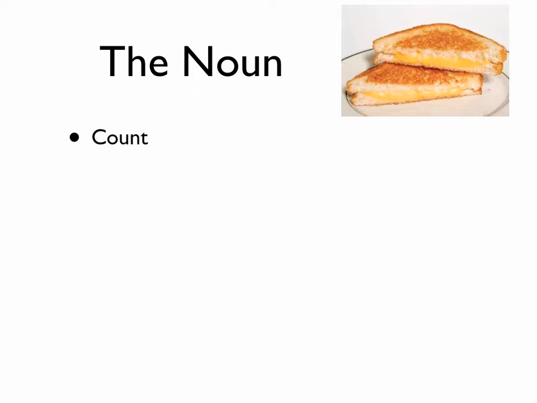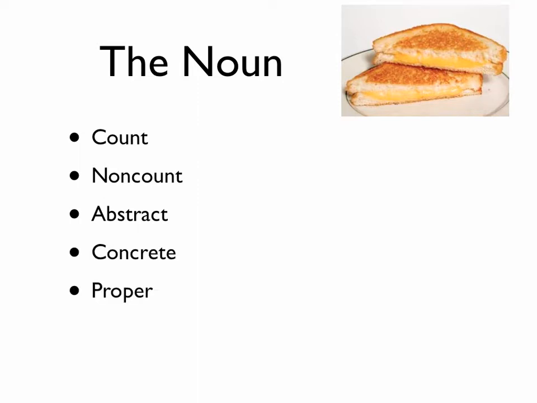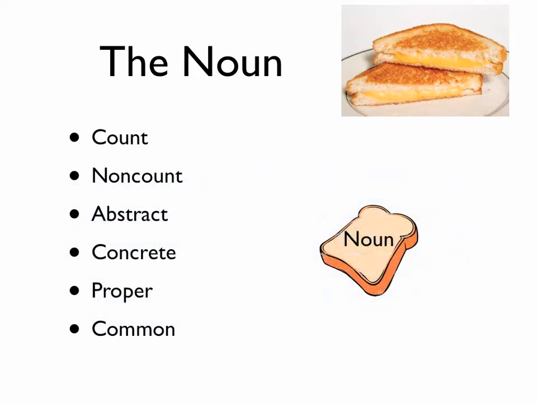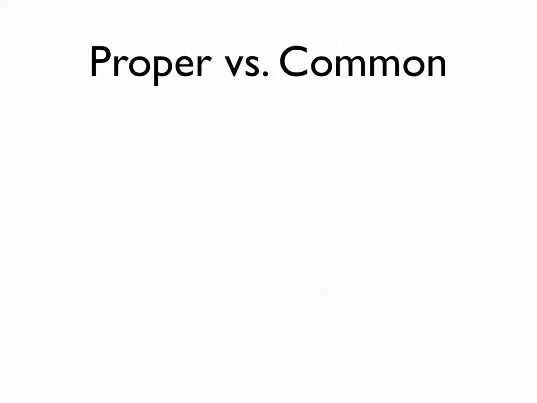So you already know about different types of nouns. These are just a few of them. I'm limiting us to 6 different types for this class. Maybe we'll talk about more later. But you have count nouns, non-count nouns, abstract nouns, concrete nouns, and then proper and common, which I'm sure you've heard about. But let's go over it all again because nouns are really important.